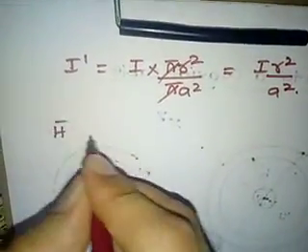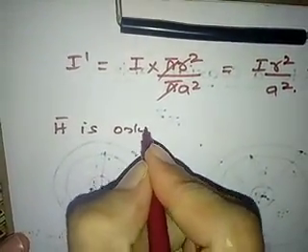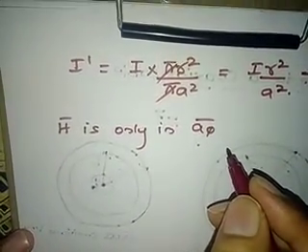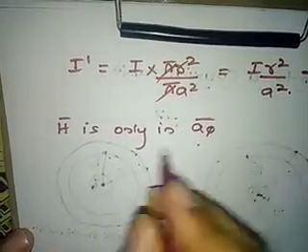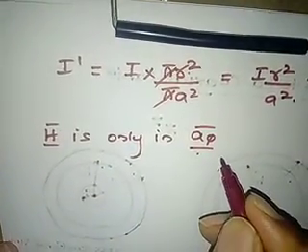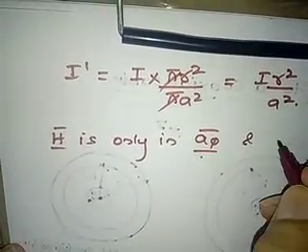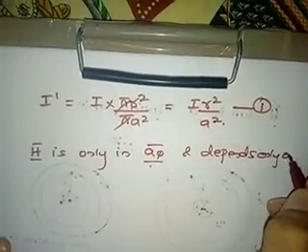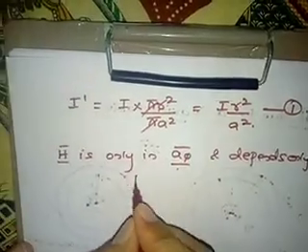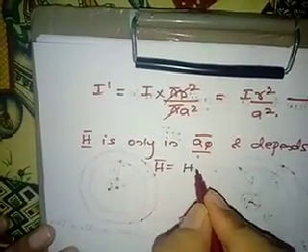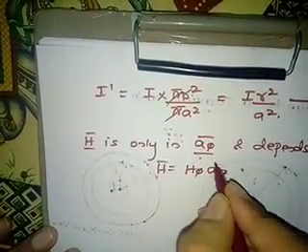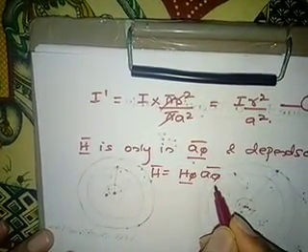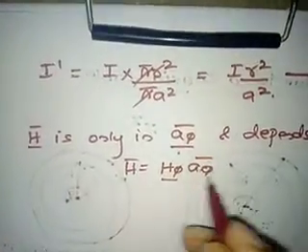H bar is only in the a phi direction. We have seen this in our previous derivation when deriving the equation for H bar due to an infinitely long straight conductor. So H bar exists only in the a phi direction, and it depends only on r. That means the magnitude of H bar is given by H phi a phi bar, where a phi bar is a unit vector.